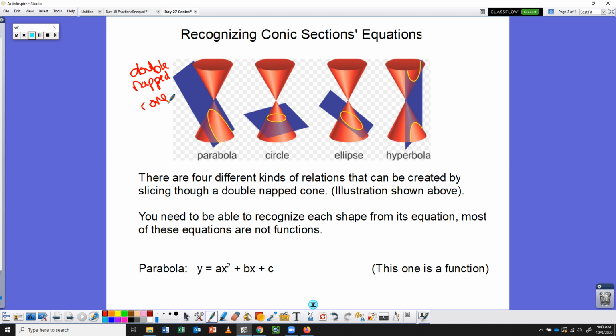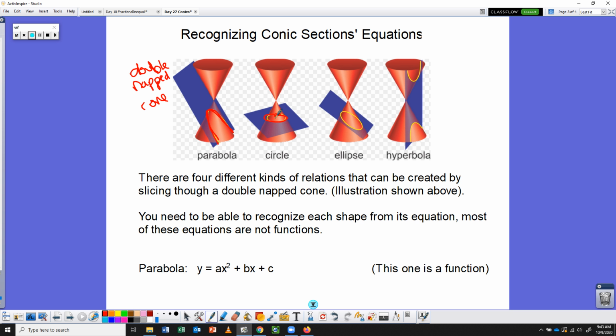So if you slice through on an angle, you can kind of get a parabola being formed right here. If you slice through horizontally, you would get a circle being formed right there. If you slice through on not as drastic an angle as the one before, you can get an ellipse. And if you slice through vertically, you can get something called a hyperbola. These are the four different kinds of relationships that can be created by slicing planes through a double napped cone.